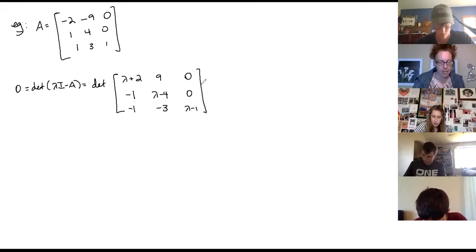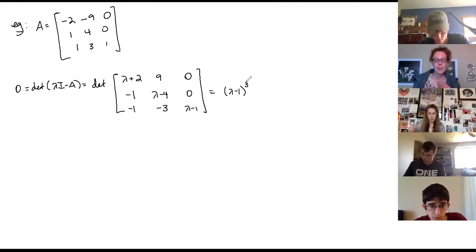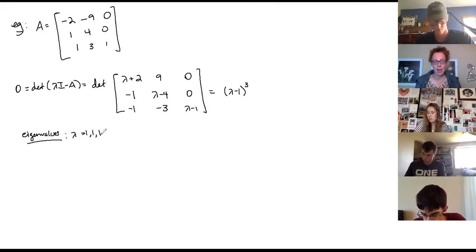I am going to skip the algebra. This example is in my notes. I'll trust that you can write out the determinant and do the algebra, and this ends up being lambda minus 1 quantity cubed. I'm going to assume that you can multiply out and factor. So therefore my eigenvalues are lambda equals 1, 1, and 1.